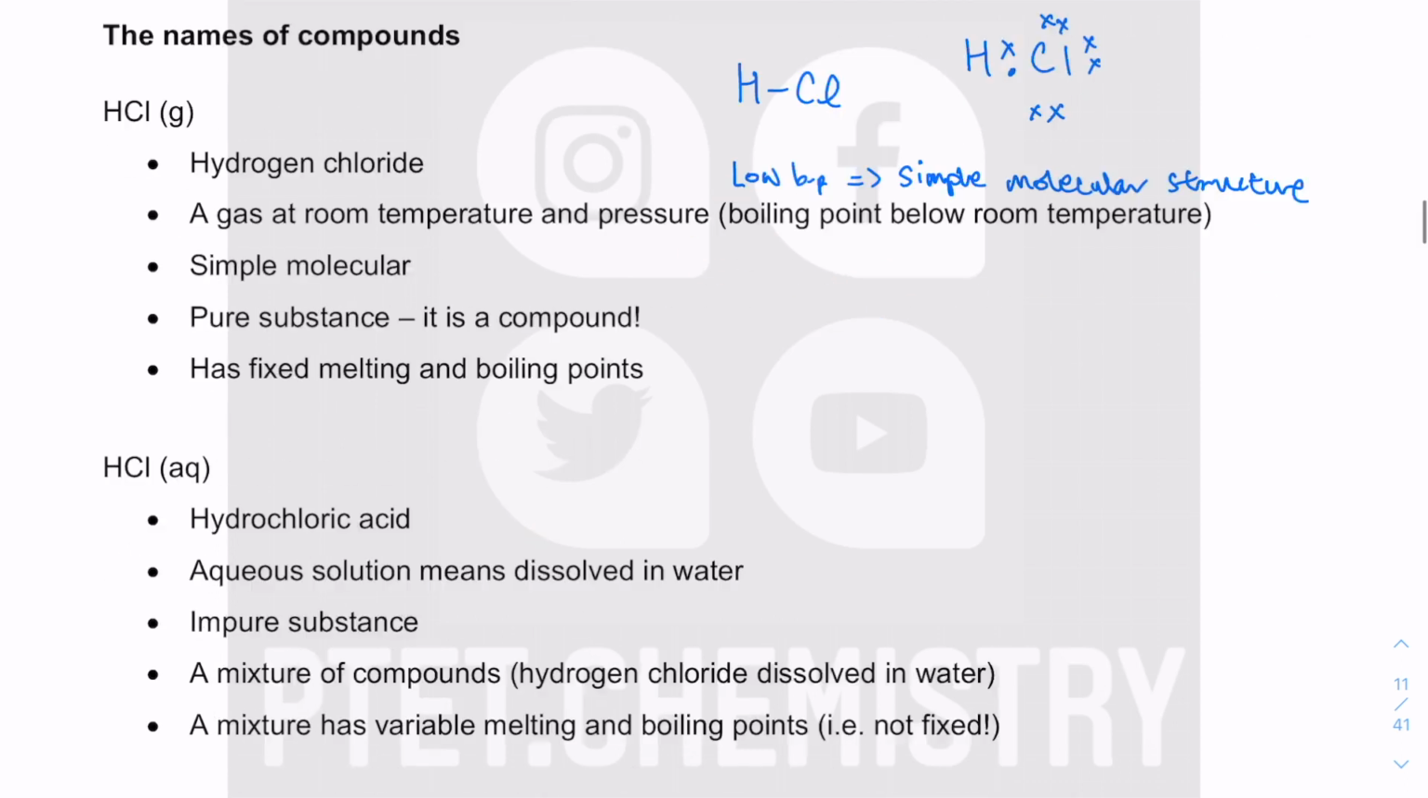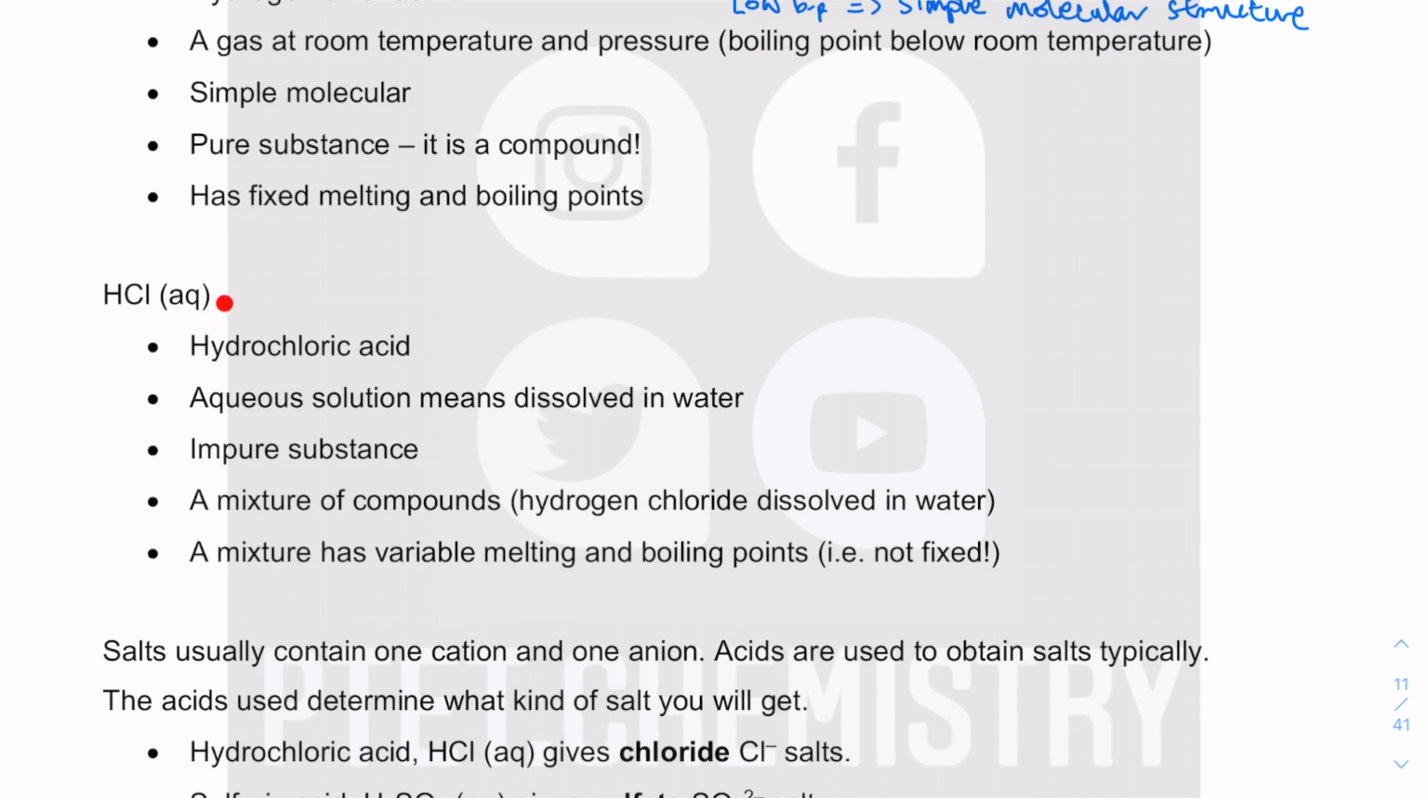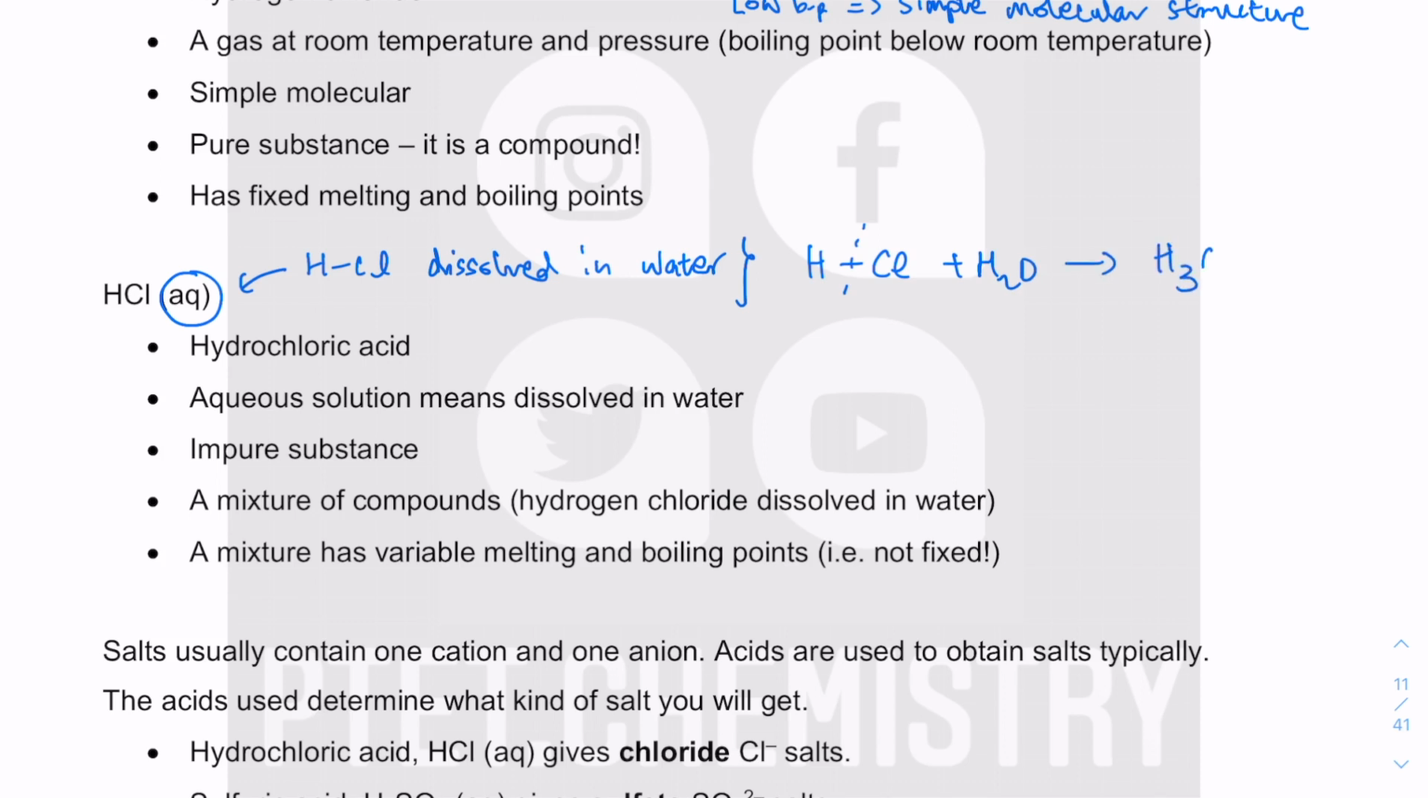Alright, now HCl aqueous has a different name. You don't call it hydrogen chloride, you call it hydrochloric acid because there's HCl dissolved in water. So it's the HCl dissolved in water, and there's a reaction that results in the breaking of the covalent bond. So this covalent bond will break when you do that, and what you actually get is H3O+ and Cl-. Typically, sometimes you can write this as such, H+ and Cl-.